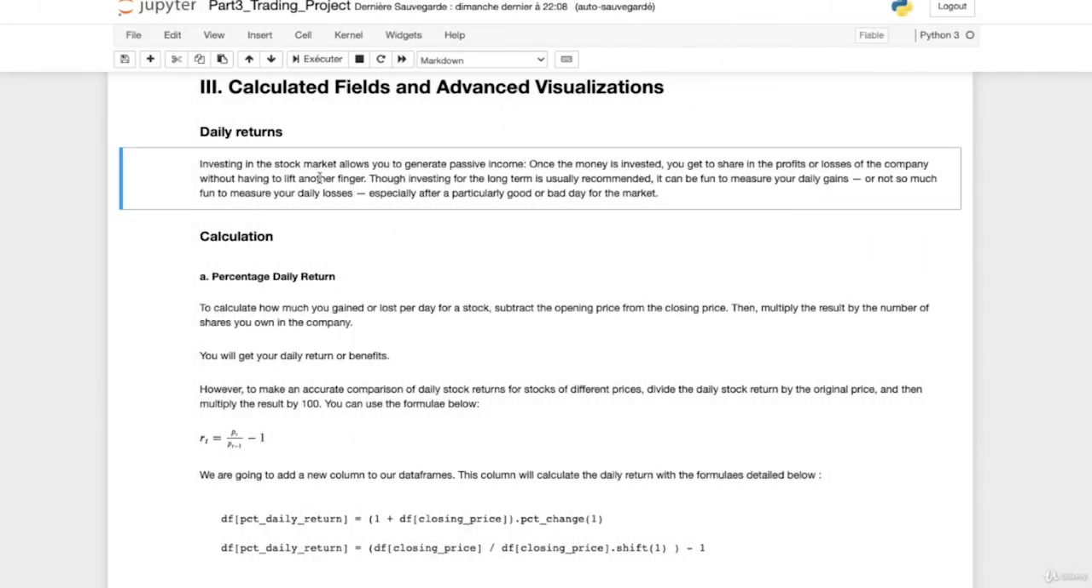We are going to start this part 3 of the trading analytics project by making a quick introduction about some basic calculation that you will have to use almost every day in finance. These calculations are the daily returns. If you are getting used to it, that will be just a quick refresh for you.